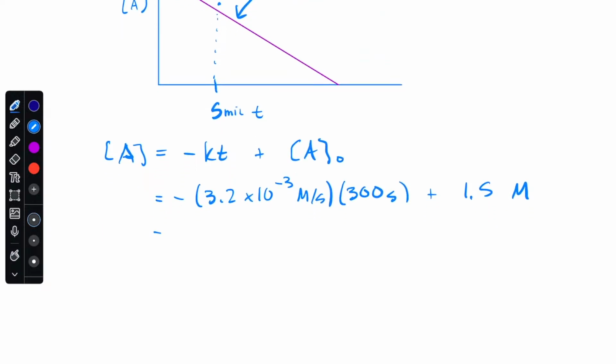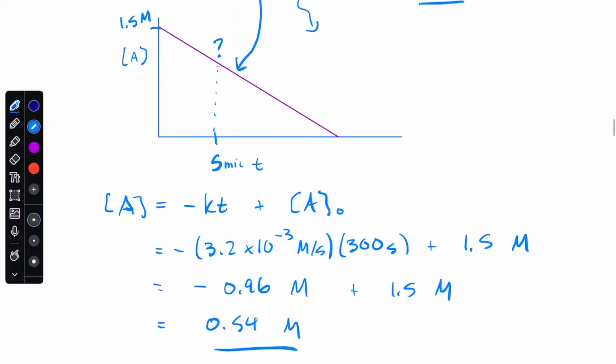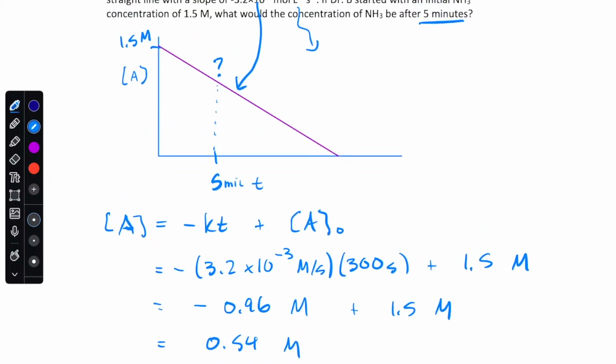And this gives us negative 0.96 molar plus 1.5 molar, which is equal to 0.54 molar. So that's the concentration that will remain in this reaction. And I guess I kind of picked a bad spot on the graph. It's probably actually going to be more like there is 5 minutes when it's like 2/3 done. But yeah, you get the idea.